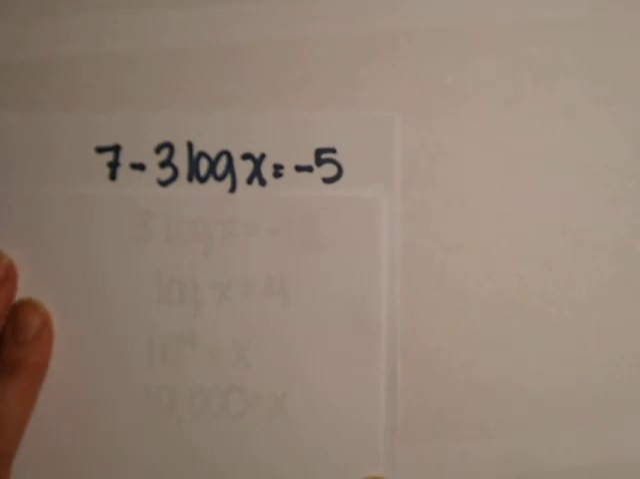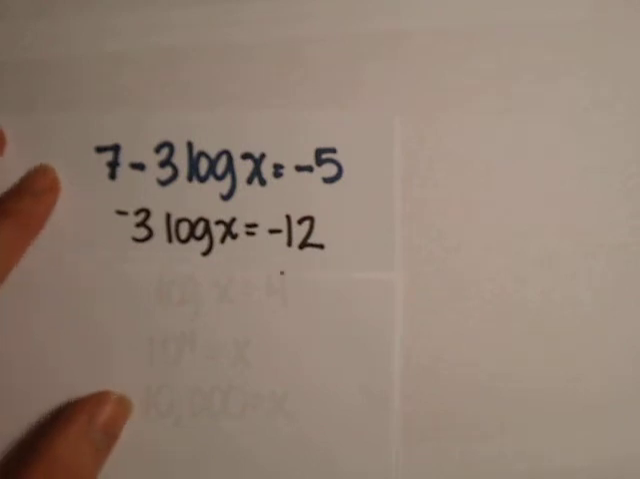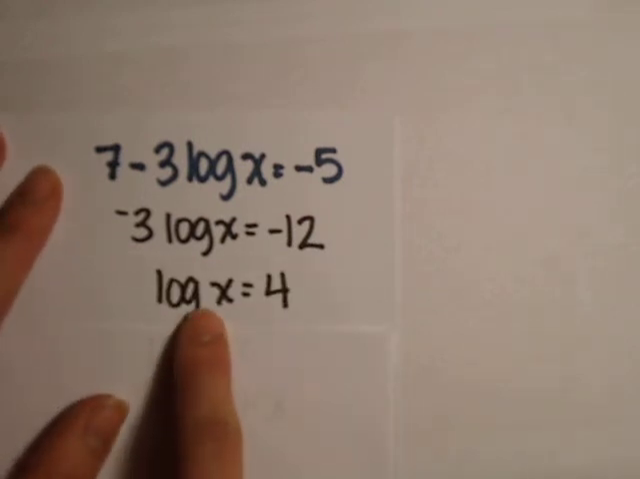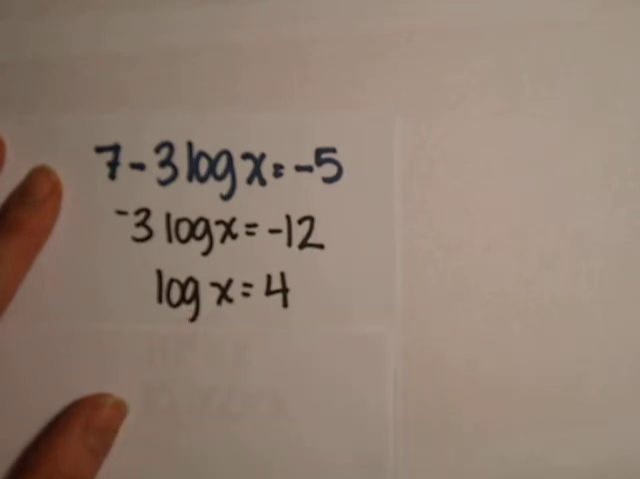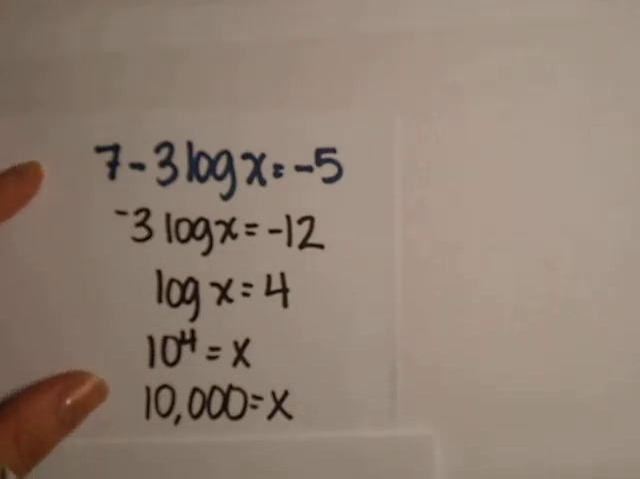7 minus 3 log x equals negative 5. We can subtract 7 from each side. We'll be left with negative 3 log x equals negative 12. Dividing by negative 3, we have log x equals 4. Using our loop method, we get base 10 raised to the 4 equals x. And this gives us 10,000 equals x.